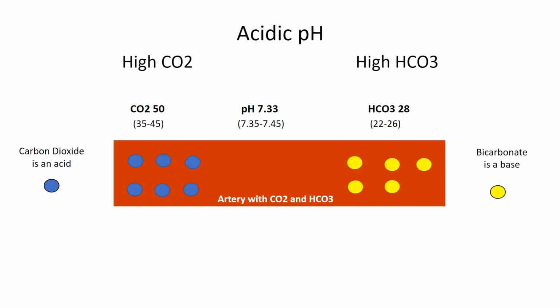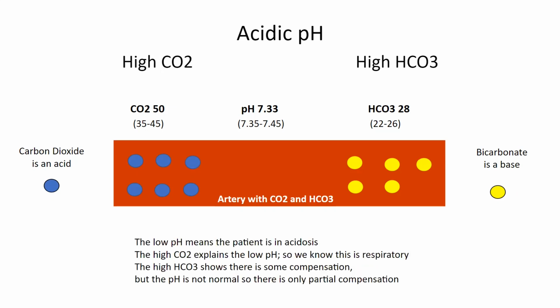Okay, let's look at the next one. In this slide, you can see the CO2 is high, just like in the last slide, but look at the HCO3. It is also high. It has started to compensate to try to fix the acidosis. Okay, let's go through the numbers. The low pH means the patient is in acidosis. The high CO2 explains the low pH, so we know this is respiratory. The high HCO3 is contradictory. It's opposite of the pH, so it shows there's some compensation. But the pH is not normal, so there's only partial compensation. This is partially compensated respiratory acidosis.